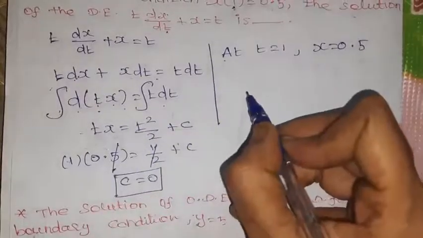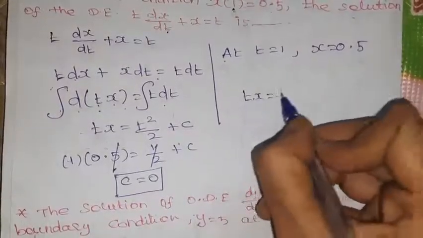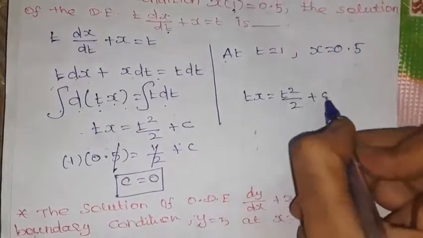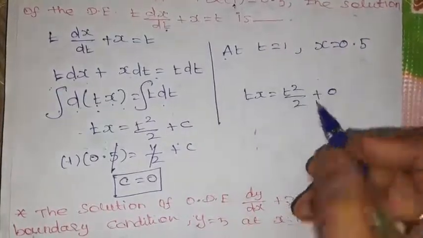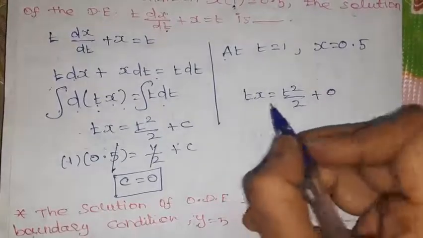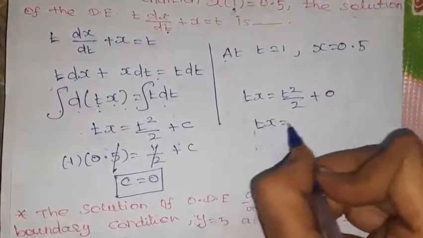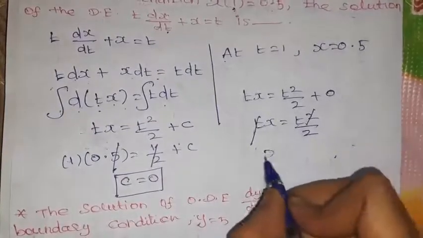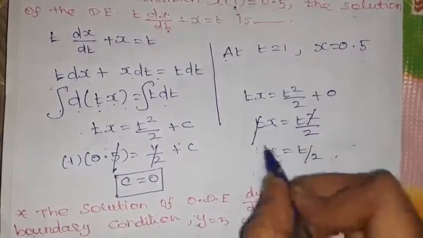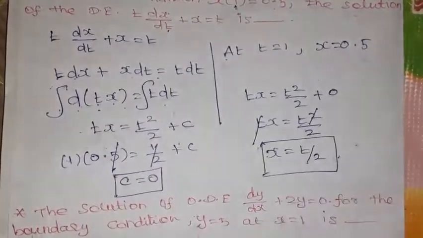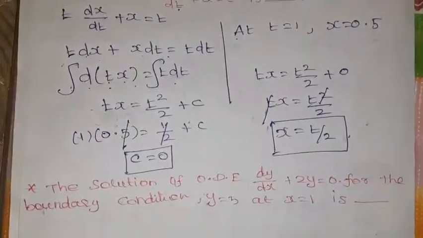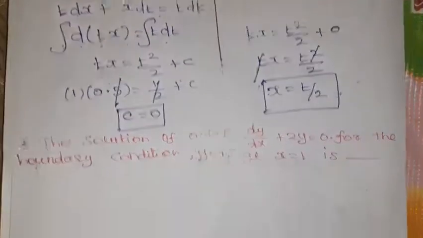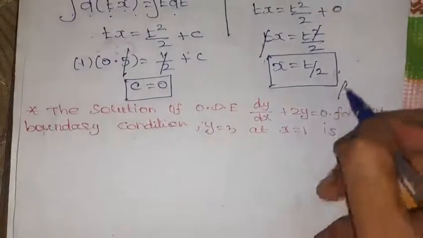See, tx equal to t squared by 2 plus 0, right? Then what do we need to do? tx equal to t squared by 2, t and t get cancelled, x equal to t by 2. So this is the solution for the given differential equation. Okay, we'll move on to the next one.